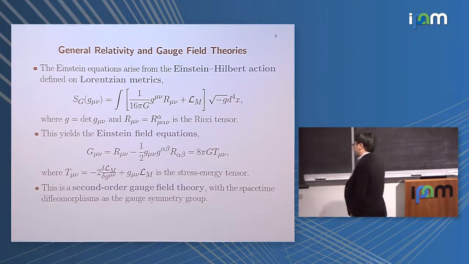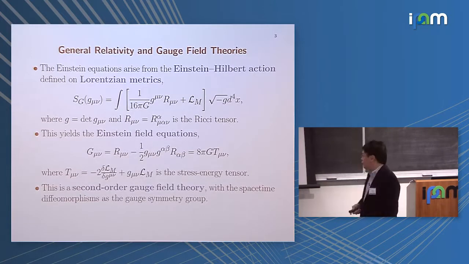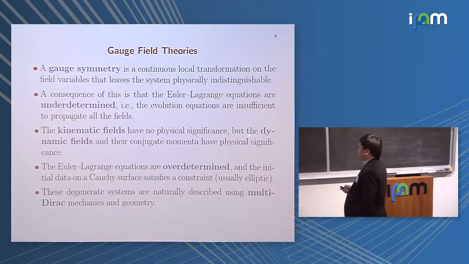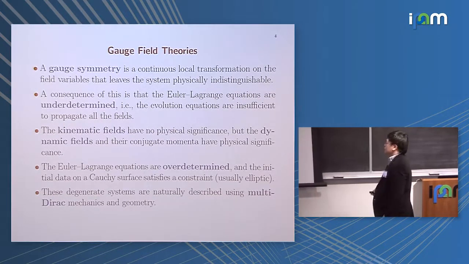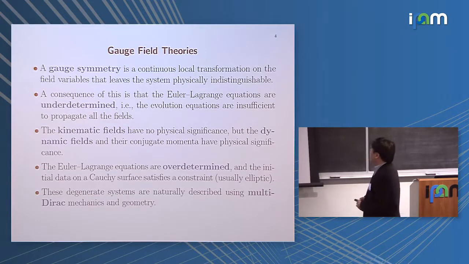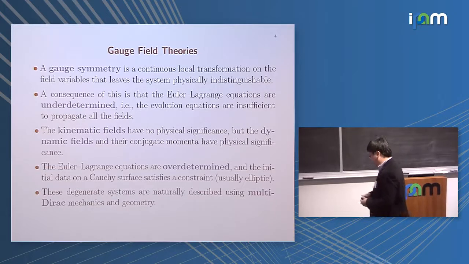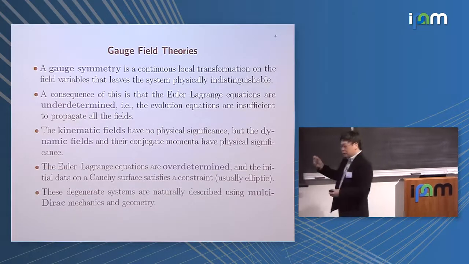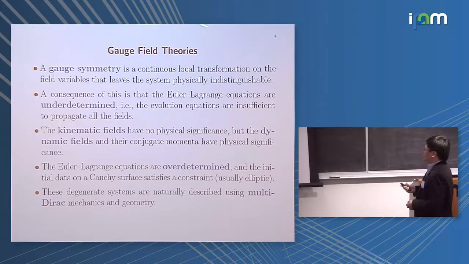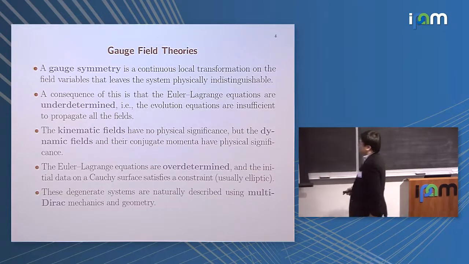I'll say a little bit about why that's significant, from the point of view of both the mathematics as well as the numerics. A gauge symmetry is a continuous local transformation of field variables which leaves the system physically indistinguishable. Local here has to do with the fact that the symmetry transformation also depends on where you are in spacetime, as opposed to, say, a more globally rigid symmetry transformation.